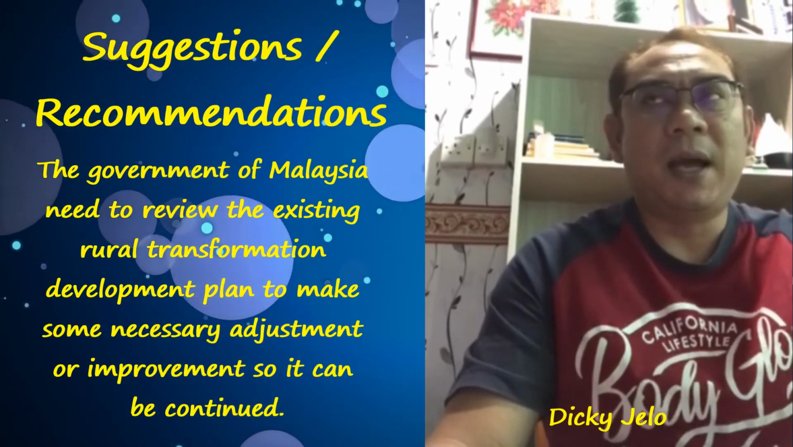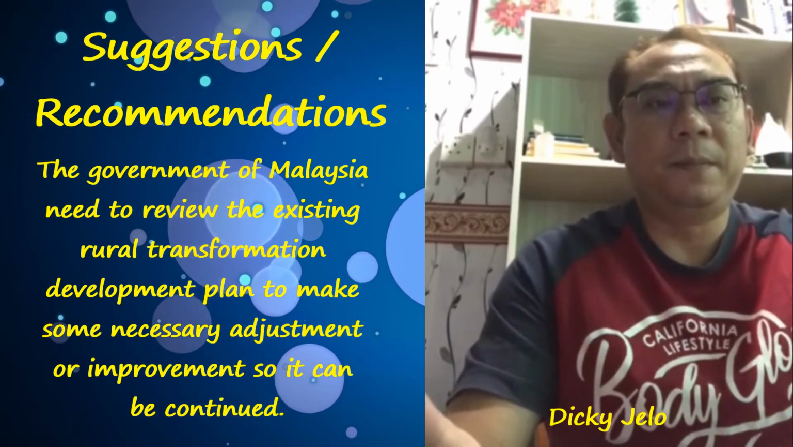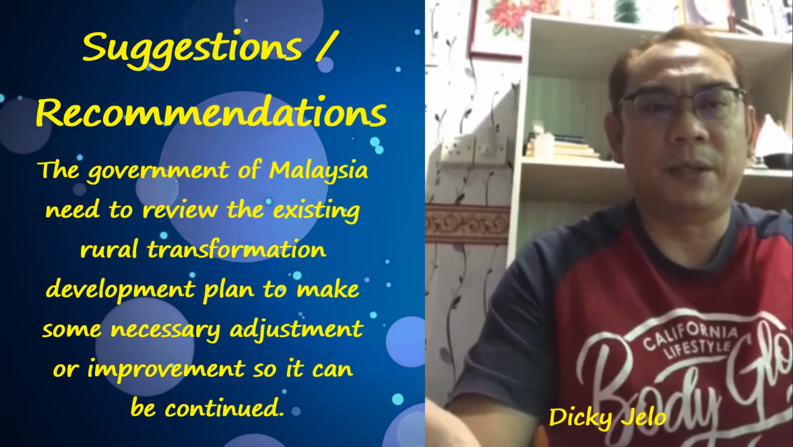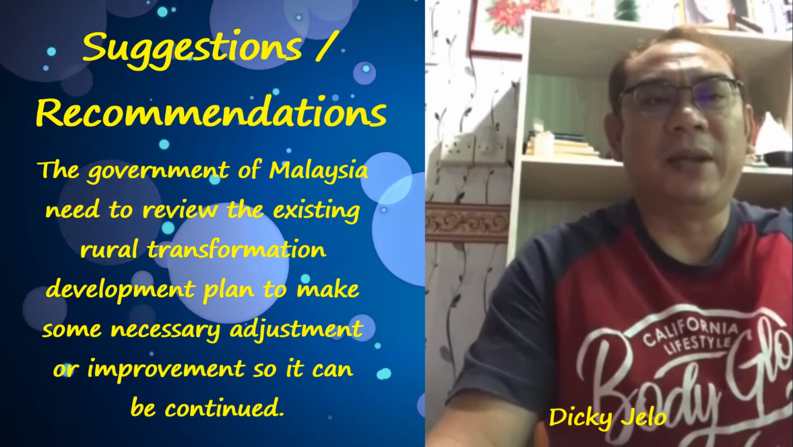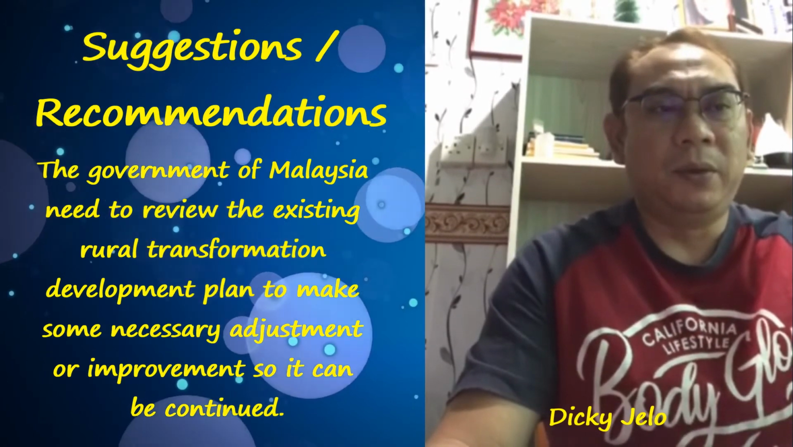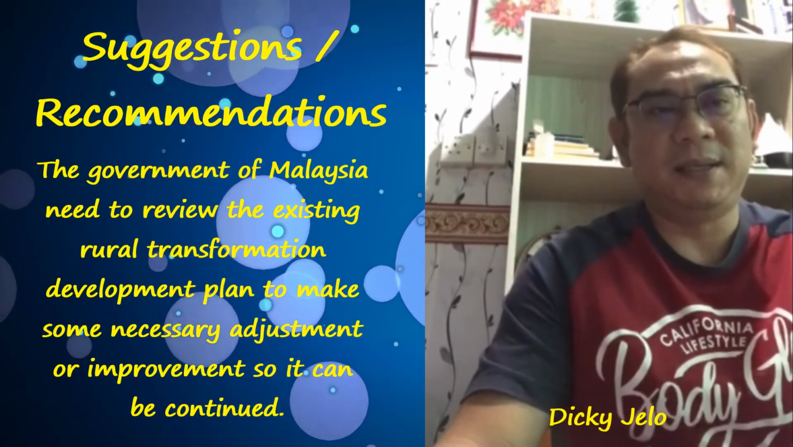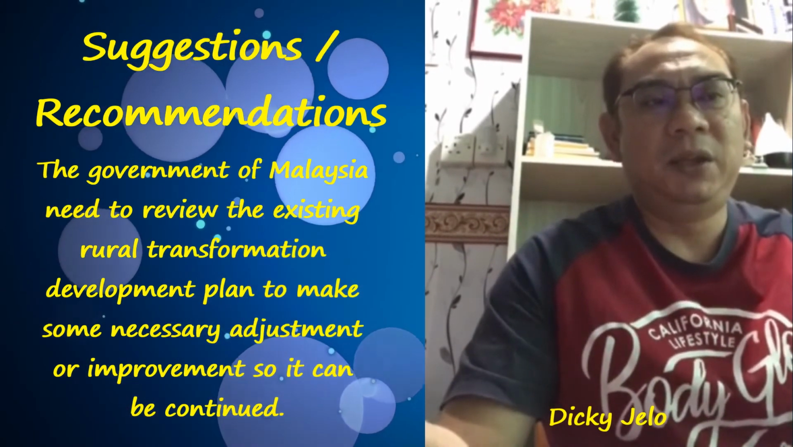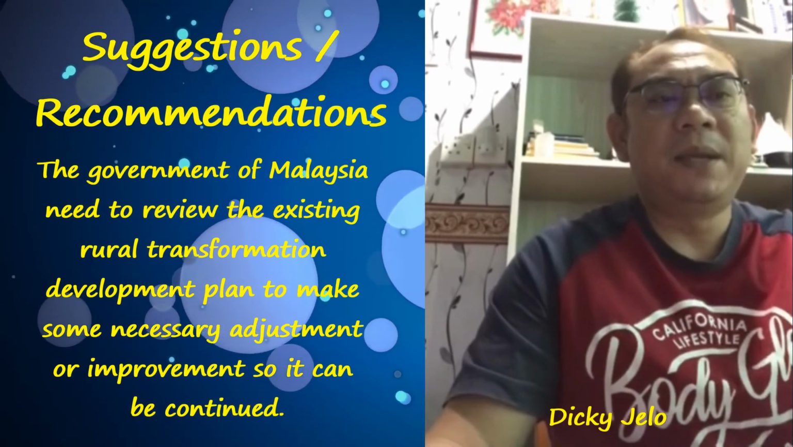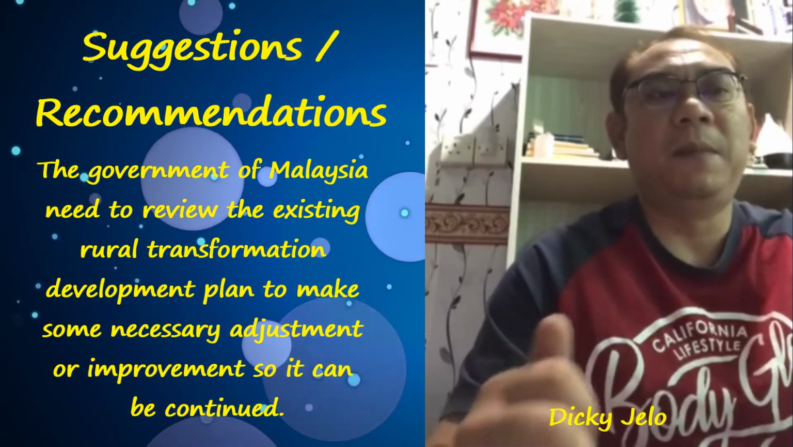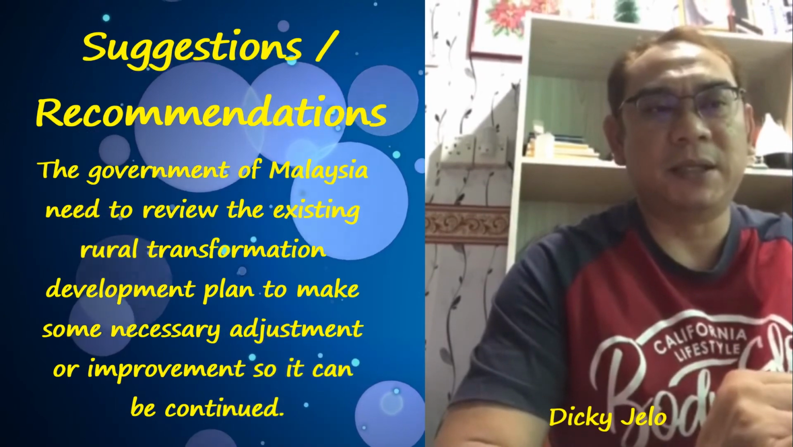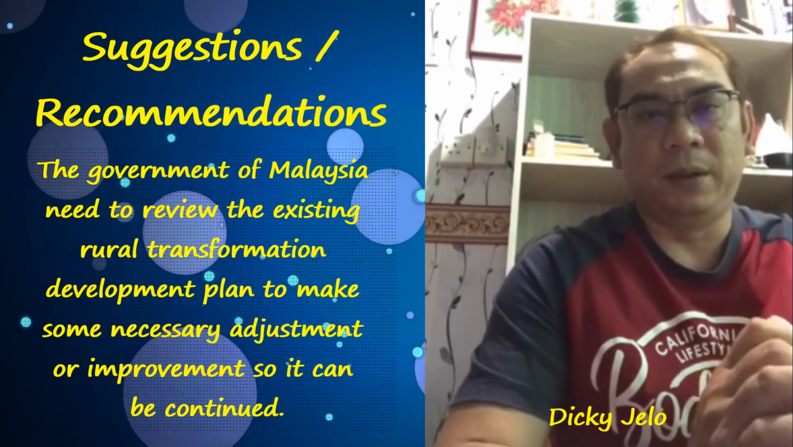However, according to Ngah in 2012, the rural transformation development in Malaysia lacks relationship and coordination with other rural transformation programs such as National Key Result Areas or NKRAs, Economic Transformation Program or ETP, and Rural Transformation Center or RTC. The government of Malaysia needs to review the existing rural transformation development plan to make some necessary adjustment or improvement so it can be continued. It has to be integrated and coordinated at multi-levels such as local, national and international levels.